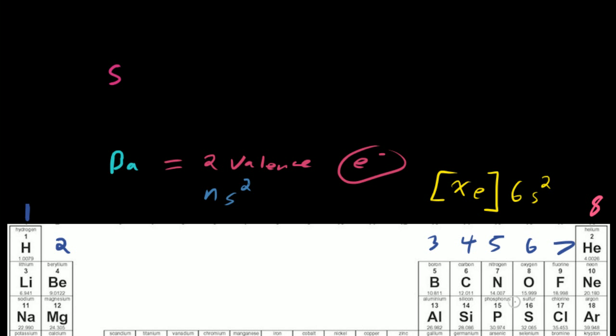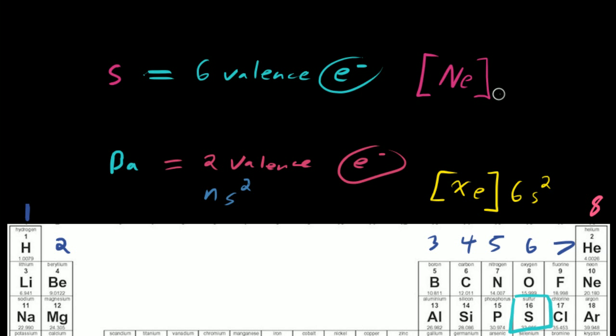So sulfur, down here, sulfur is in oxygen's row. So that is going to have 6 valence electrons. And let's just do real quick, what would the electron configuration look like for sulfur? Let's just do the nearest previous noble gas configuration. It would be neon. So it would be the same thing as neon, but we're going to add on 3s2.